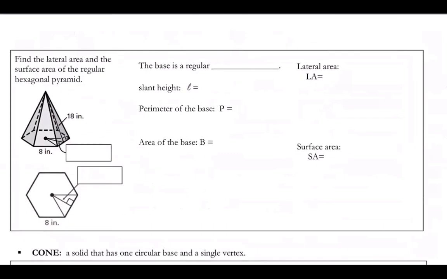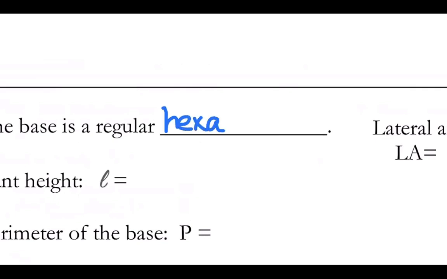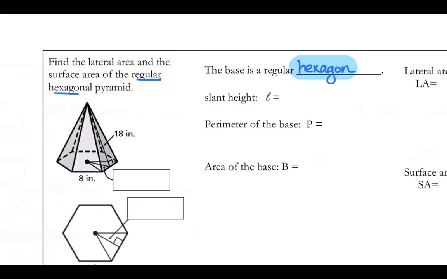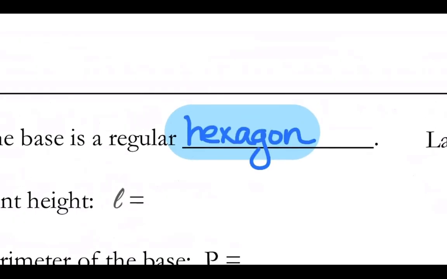Next example, find the lateral area and the surface area of the regular hexagonal pyramid. The regular hexagonal pyramid. Okay, so what they've given us in the picture is a side of the hexagon, and it's regular, and it's a hexagon. Okay, the base is a regular hexagon. The slant height that was given on the picture is the height of one of the triangular faces, 18 inches.